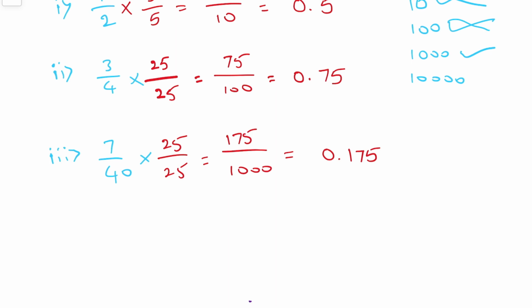Let us check here once. 1 by 2, right? First one, 1 by 2. In the denominator we have only 2, that is just one time, right? So we need to multiply with 5 also one time. However many times 2 will be there, that many times 5 we need to write. However many times 5 will be there, that many times 2 we need to write.